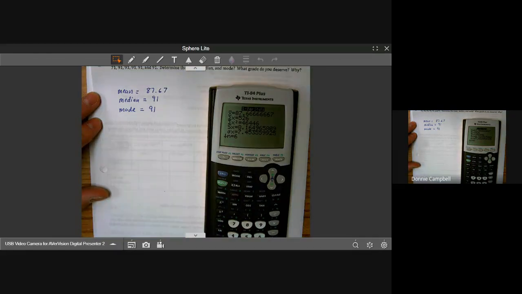Okay? It says, what grade do you think you deserve and why? And I'll let you think about that. To me, being a teacher, I would probably say you deserve a 91 because that 71's an outlier. So I think that person just maybe had a bad day or something. I don't know, but that's day one notes for Unit 4.